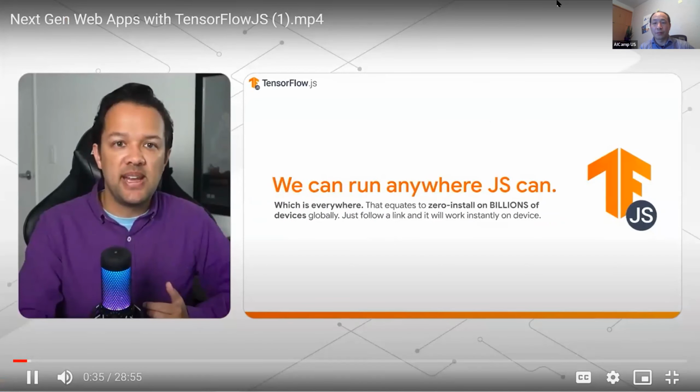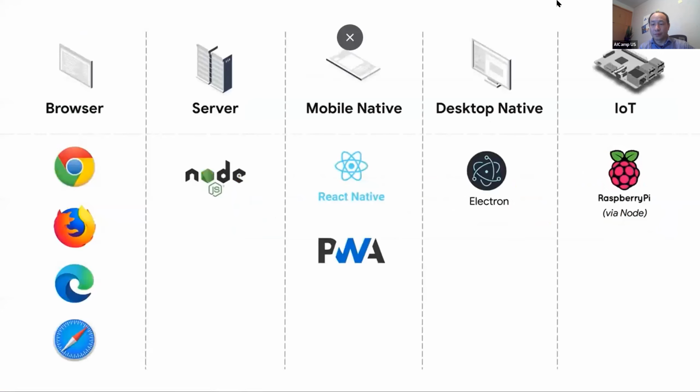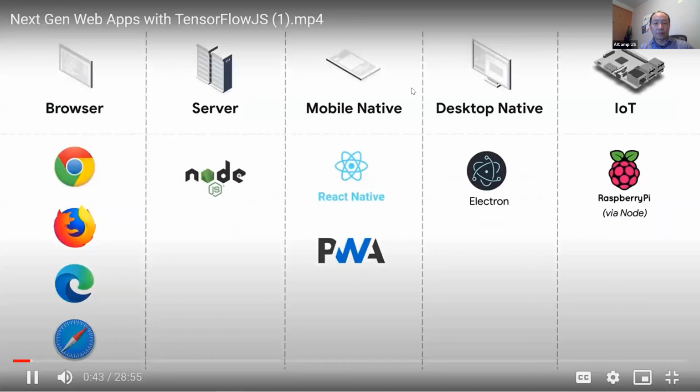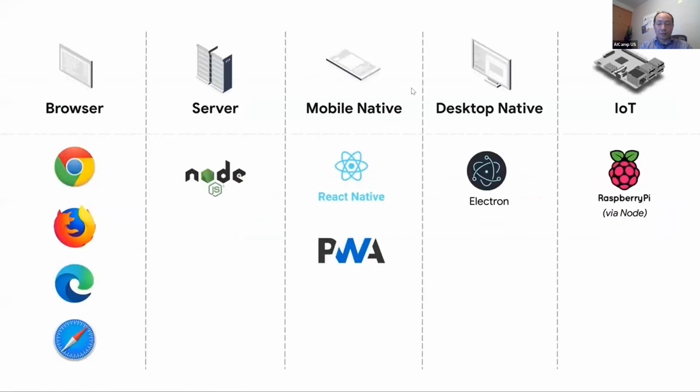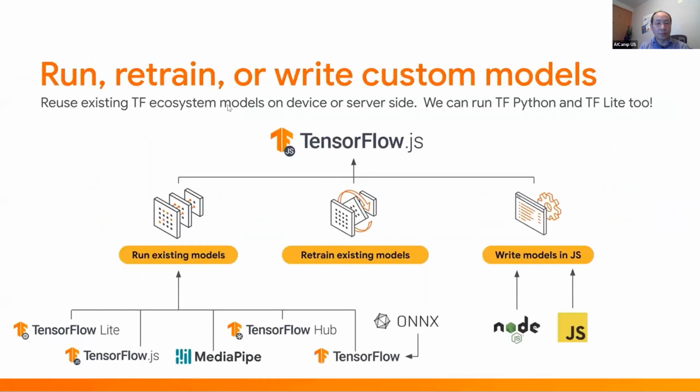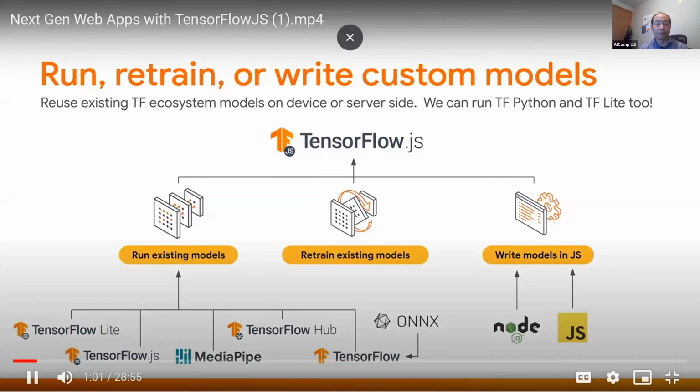In fact, here's all the environments we support: common web browsers, server-side via Node.js, mobile native via React Native or progressive web apps, desktop native via Electron, and even IoT devices like a Raspberry Pi via Node. And you can run existing models, retrain via transfer learning, or write your own models completely from scratch if you so desire, just like you might know how to do in Python, but in JavaScript or Node.js.